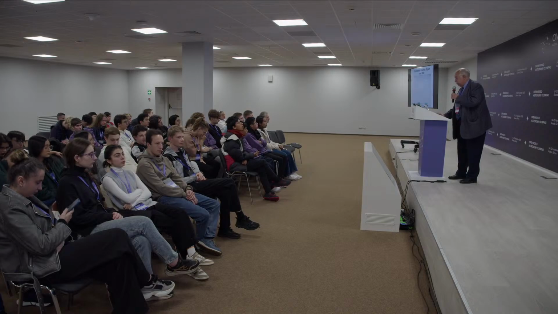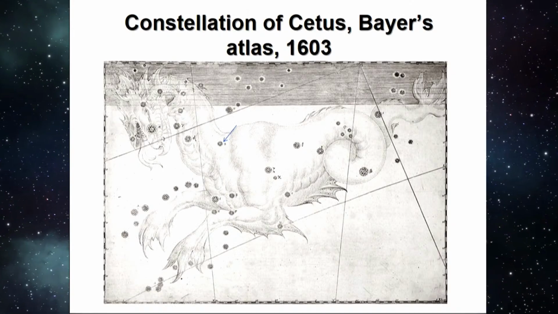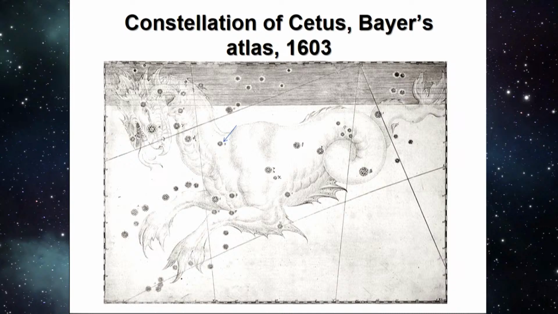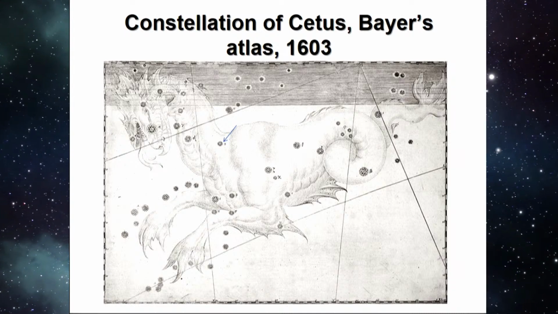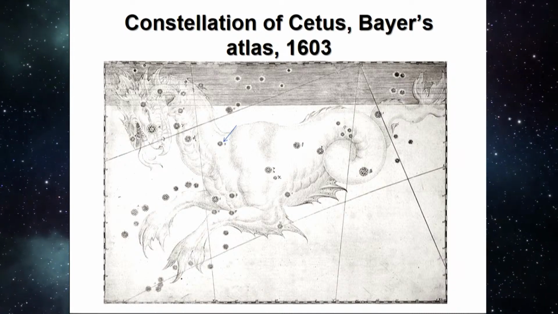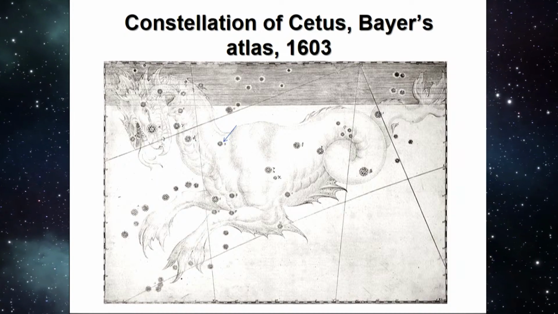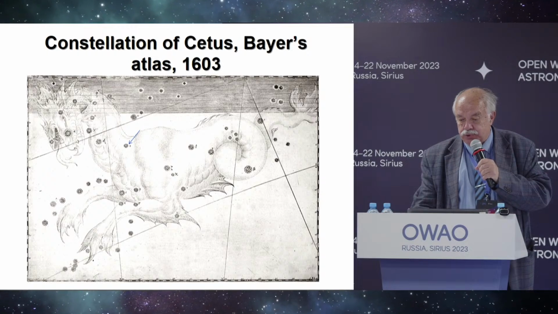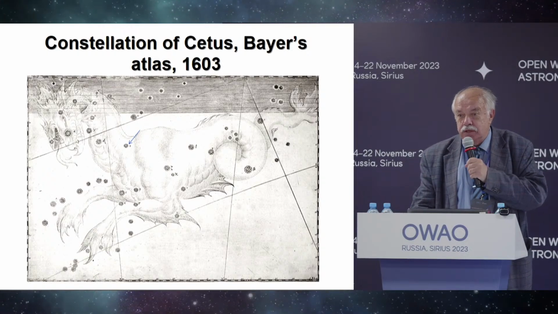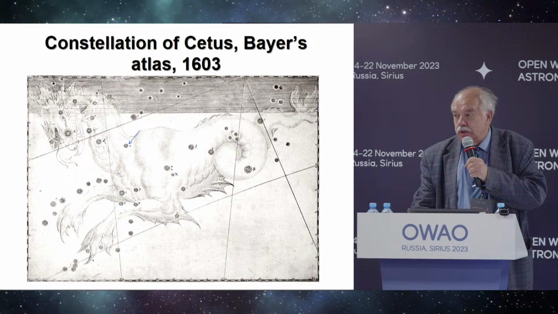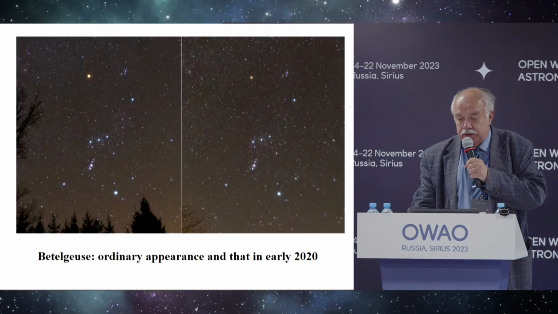And in between, we had Bayer's atlas, year 1603, and the star is there. And Bayer didn't discover it. He didn't notice its variations. Well, sometimes you should be attentive and you will see a difference in the sky with your naked eye.